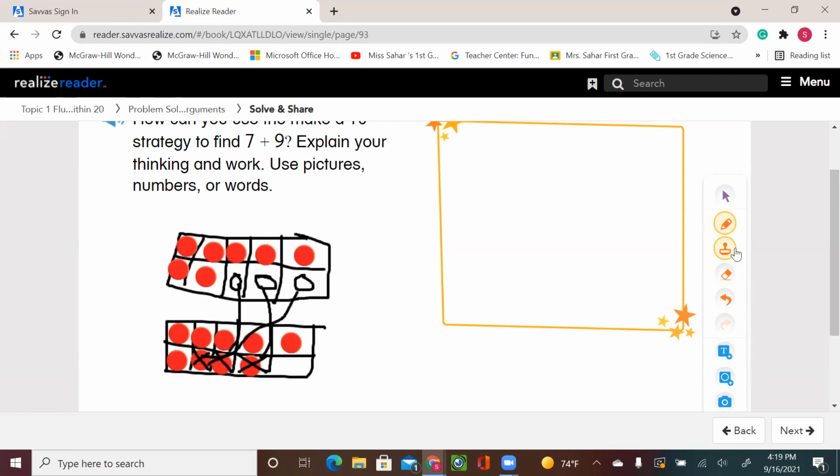So I know if I write 7 plus 9 equals 10, that's my first 10 frame, plus how many I have in my second one? Very good, 6. So if I add now, 7 plus 9 is 10 plus 6, which equals 16. Awesome. So making 10 frames helped me to add and make sure that my answers are right.